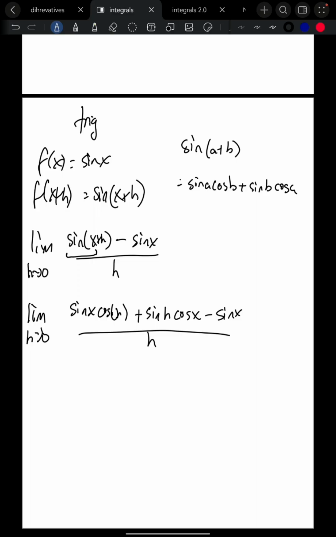Divided by h. What do you do now? I forgot. No, I'm joking. Limit as h approaches 0. From this and this, I'm going to factor out the sine x.